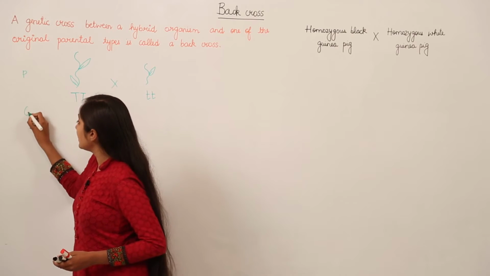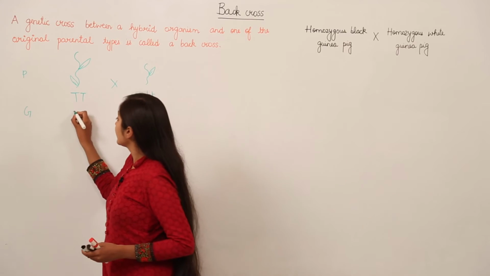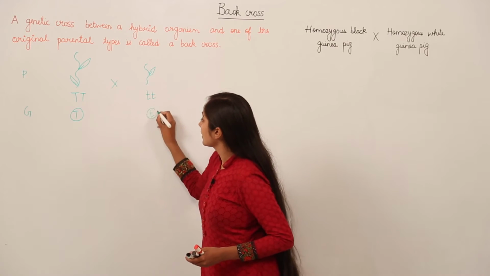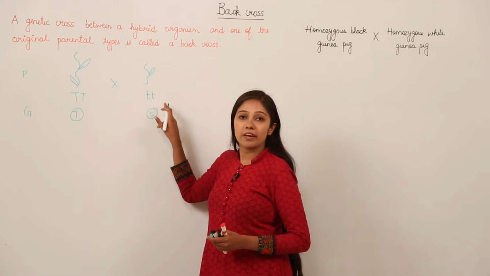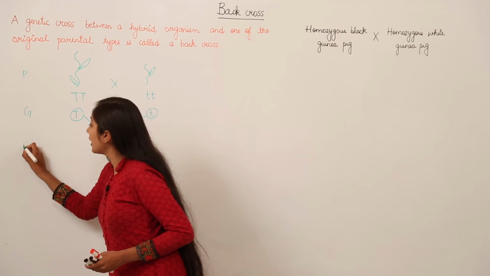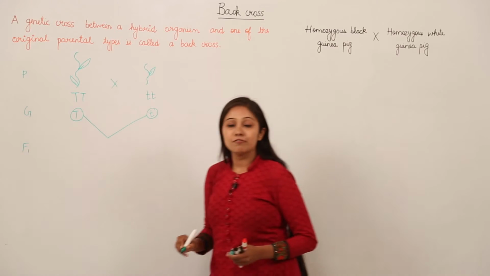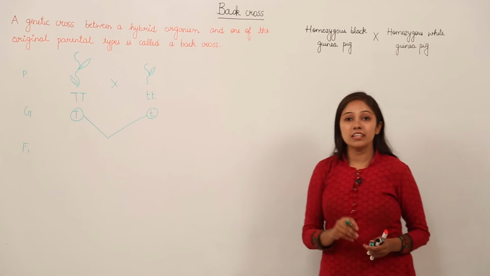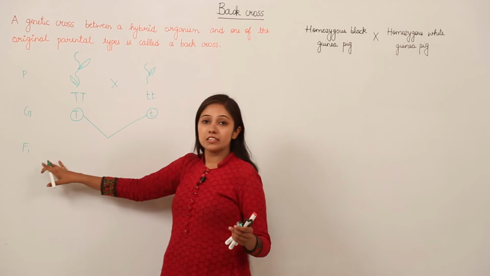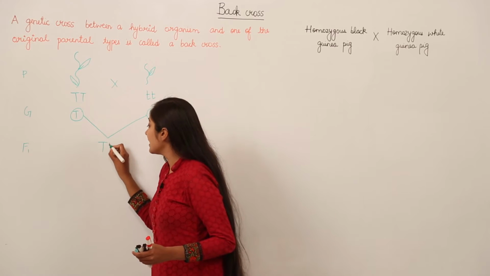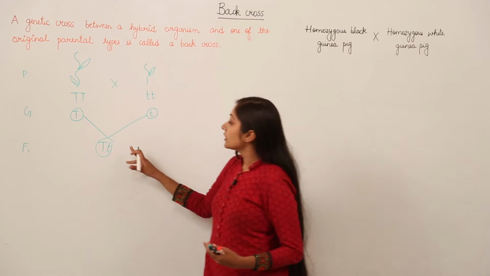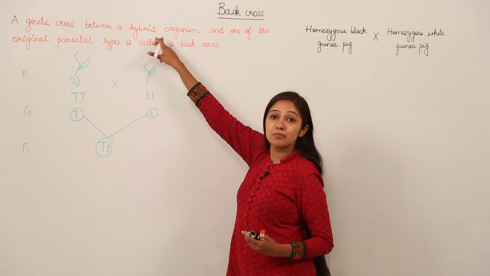What are going to be the gametes? The gametes are going to be this from this parent, and this gamete from the other parent. So the combination, the first generation, the F1 offspring, in fact all the offspring in the first filial generation, are going to be hybrid tall. So this is how we are going to have a hybrid organism.